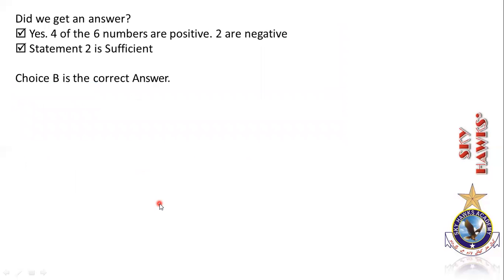So from here, did we get an answer? Look at this. Yes. Four of the six numbers are positive, two are negative. Can you recall this? Firstly, you were given three positive and one negative, and one more negative from this supposition. So we have two negative numbers. Statement two is sufficient. Choice B is the correct answer.